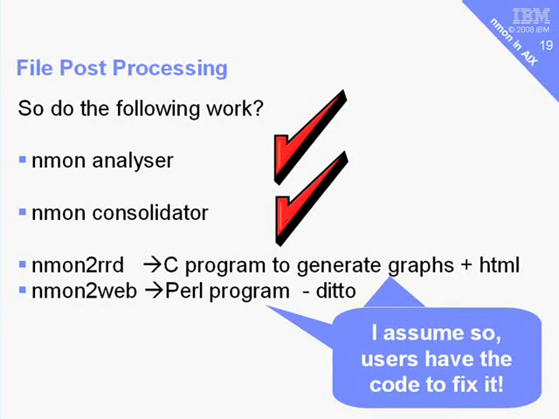Now there are various post-processing filters and commands that people use with the nmon data. We've tested the new Topaz nmon version with the analyzer and the consolidator in quite a lot of detail. Some of the other tools, two that are popular, are nmon to RRD and nmon to the web, a C program and a Perl program, and we haven't actually tested these in a great deal of detail. The users have the source code so they can go and fix that if there is a problem, but I don't expect there to be a problem. I'll probably go and check that as soon as I can.